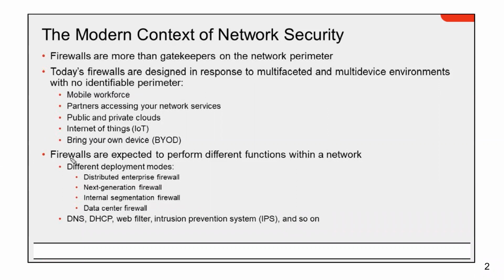Now, if you look over here, it says the firewalls are expected to perform different functions within a network. Absolutely. Different deployment modes: distribution, enterprise, next generation, internal segmentation, data center, right? So basically, you call this NGFW, this is ISFW, and this is DCFW. These are acronyms, but the point over here is that the firewall is still the same, but they are doing multiple functions at multiple locations.